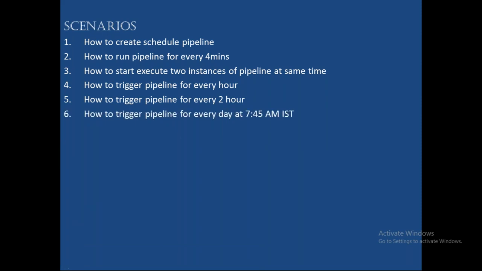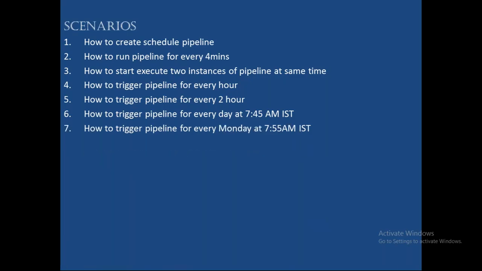Next, how to trigger a pipeline every day at 7:45 a.m. IST. I'm talking about IST, it's not UTC. In the schedule trigger, it is possible to convert the time zone. You can change it to India Standard Time instead of using the default UTC time zone, because in a recent enhancement Microsoft updated the time zone in the schedule trigger, so we can use the IST time zone. I want to trigger a pipeline every day at 7:45 a.m. IST. We can do that, and we are going to see next how to execute it.